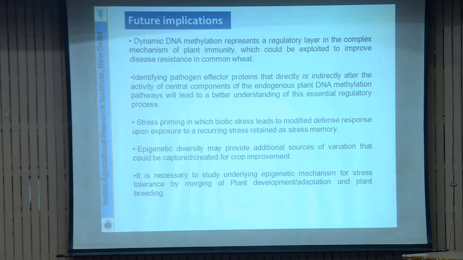So stress priming may lead to a stress memory, which could later help in a better response of that plant. Epigenetic diversity may be created if we know the different epigenetic phenomena, which may lead to better crop improvement possibilities. It is also necessary to study the different epigenetic mechanisms in order to know the stress tolerance of plants with respect to adaptation, evolution, and diversity of the plants for different stresses, biotic as well as abiotic.